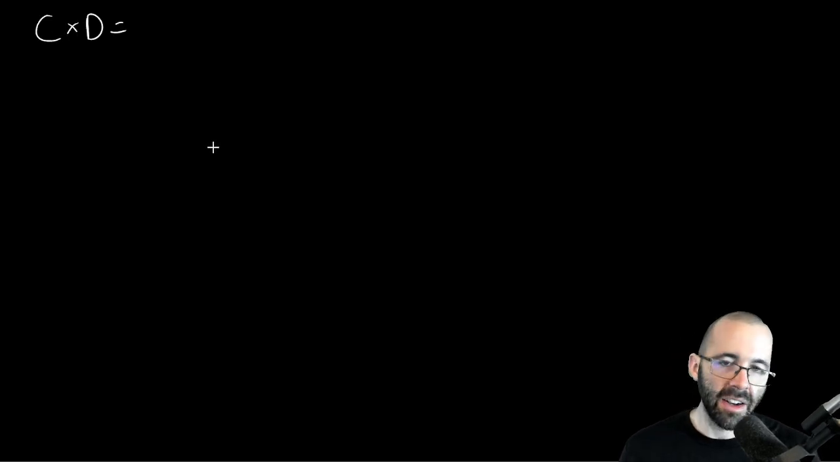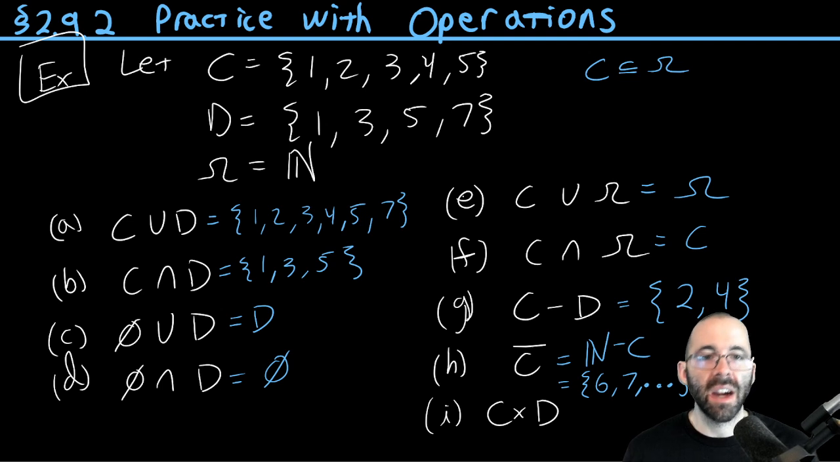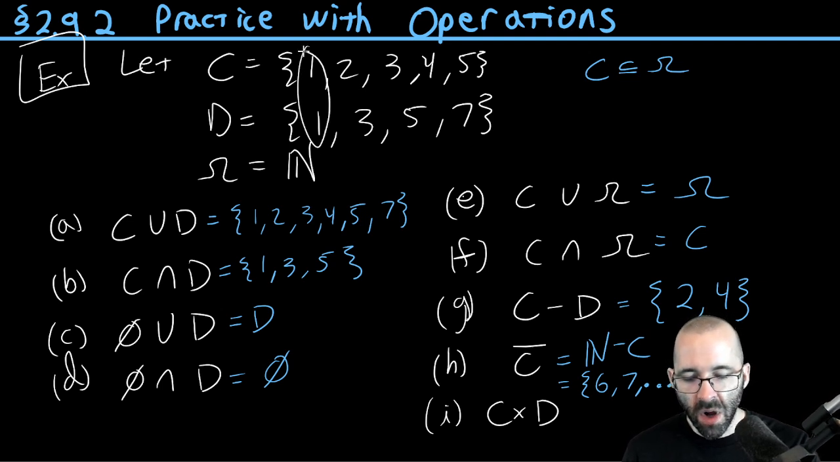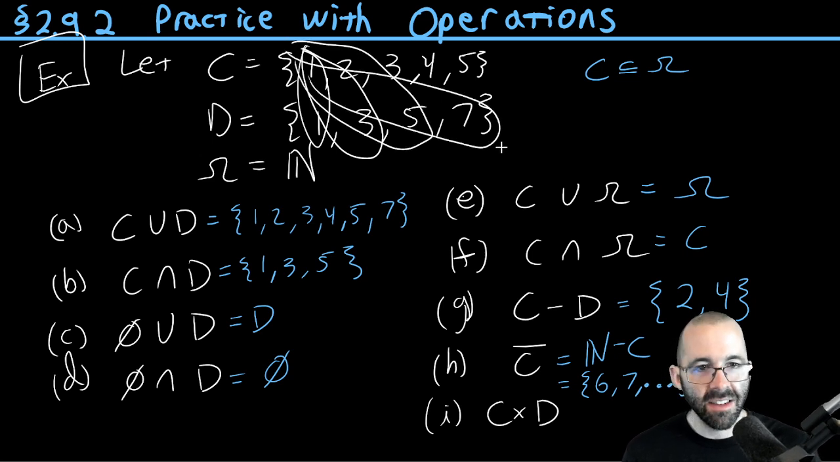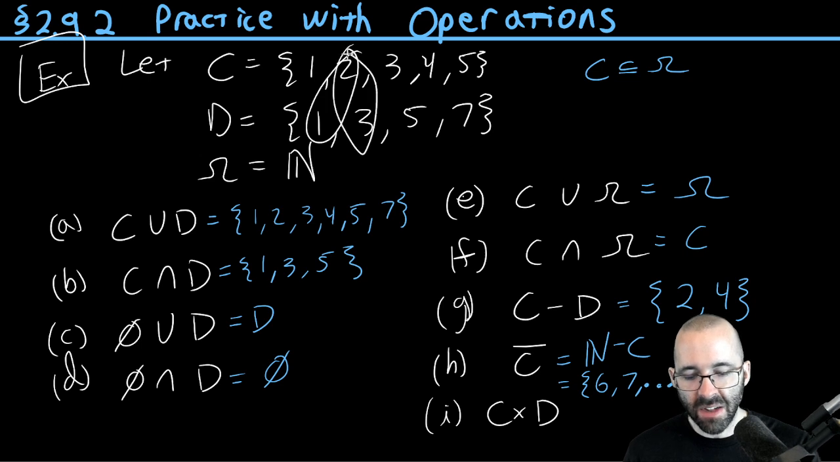C cross D we're going to do on the next one. And again, we're not going to do all of them. A Cartesian product is just all the ordered pairs. So it's going to be 1, 1. It's going to be 1, 3. It's going to be 1, 5. It's going to be 1, 7. It's going to be 2, 1. It's going to be 2, 3. It's going to be 2, 5. It's going to be 2, 7.